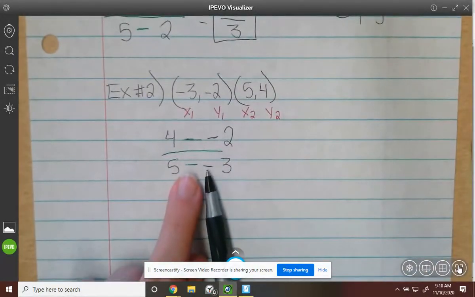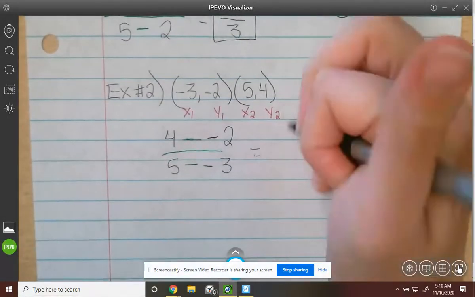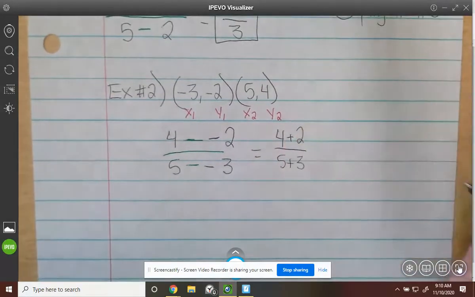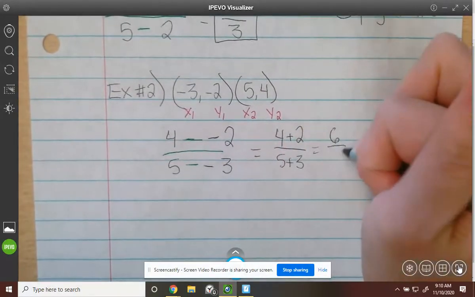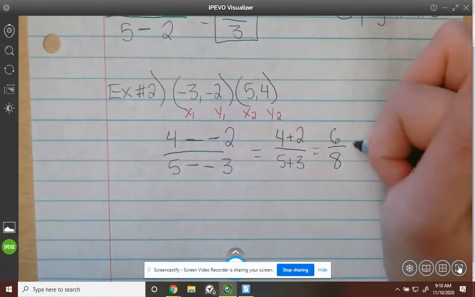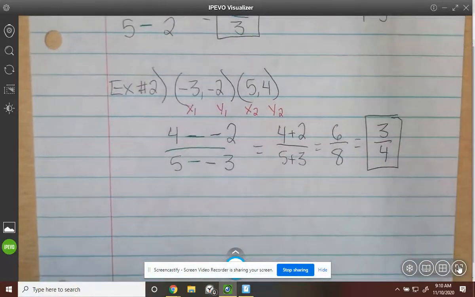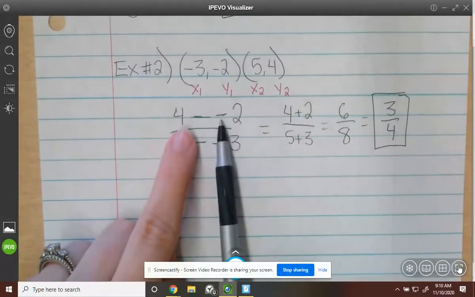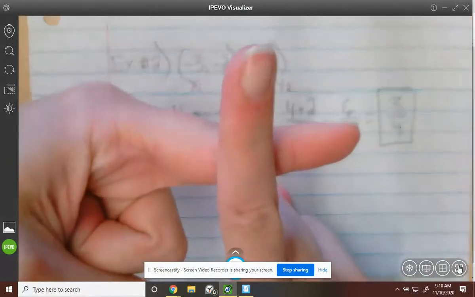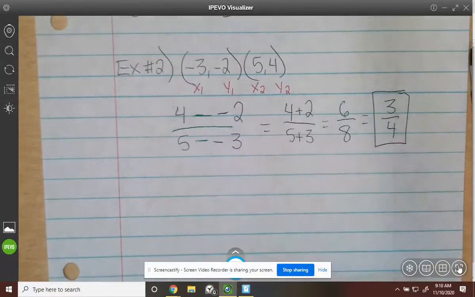Then 5, and then my other y, so -3, another negative. What happens whenever I have two negatives side by side? They turn into a positive. So this really turns into 4 plus 2 over 5 plus 3, which is just 6 over 8. We got to simplify, always simplify, so that would be 3/4. Okay, only when the negatives are side by side like this do they turn into a positive. I always say 2 negatives turn into a positive. If I just have 1 negative, I can't turn it into anything. It just stays a negative.